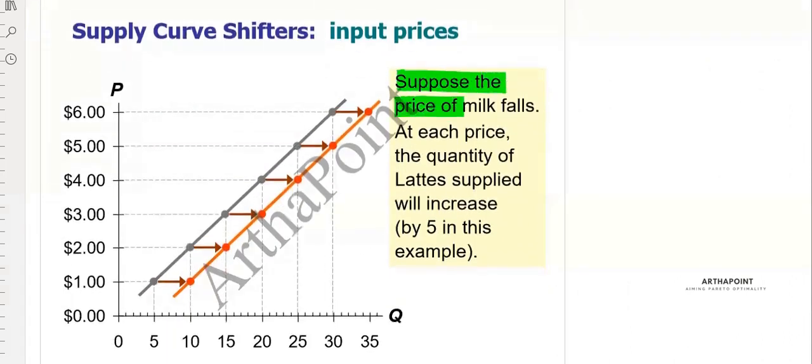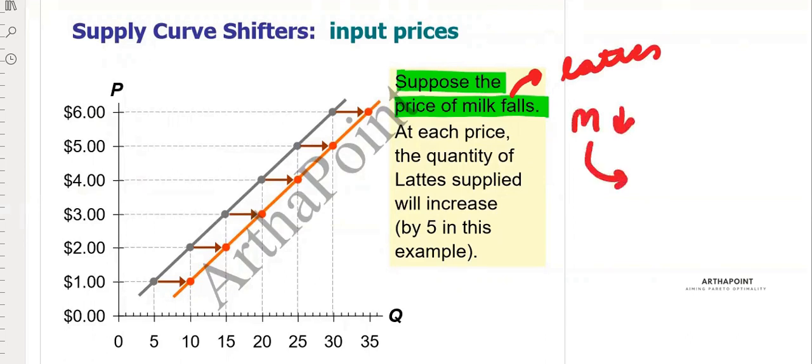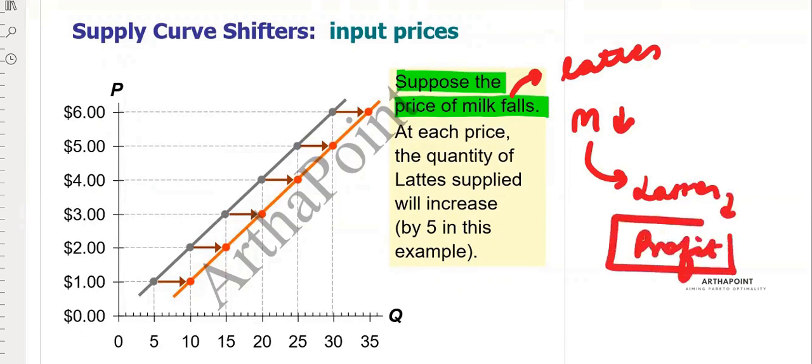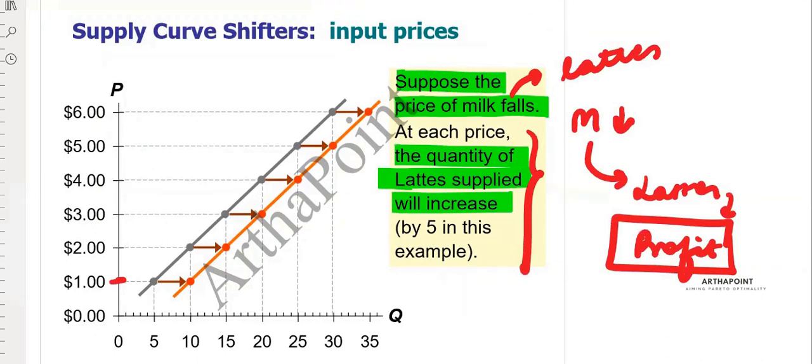Suppose the price of milk falls. Now milk was used to make coffee, lattes. Now when the price of milk decreases, making lattes becomes more profitable. So you want to produce more coffee, right? So at each price, the quantity of latte supplied will increase, and therefore, because the price of the coffee didn't change, you're still selling at the same price, but now you're willing to supply more quantity because your profit margin in the background is higher. So the supply curve is going to shift to the right.